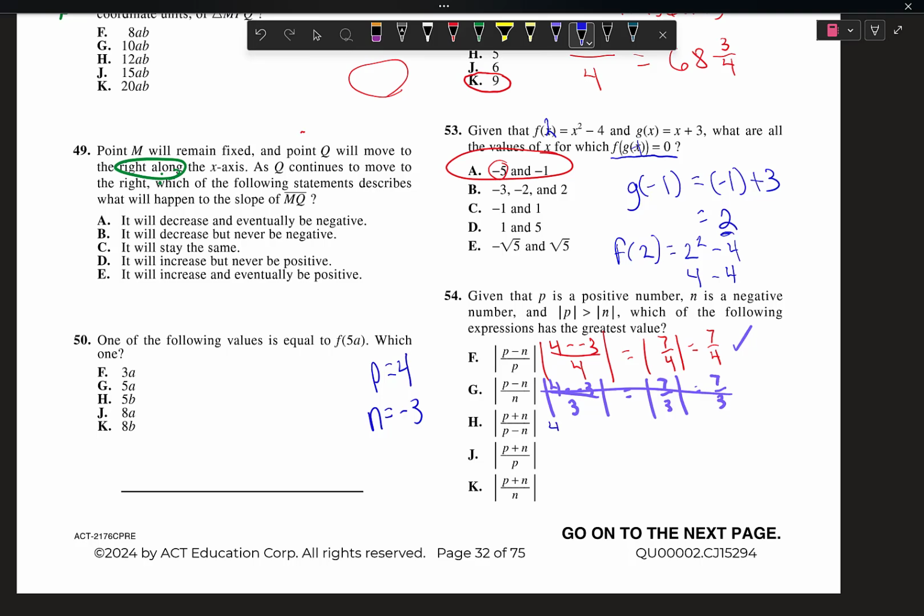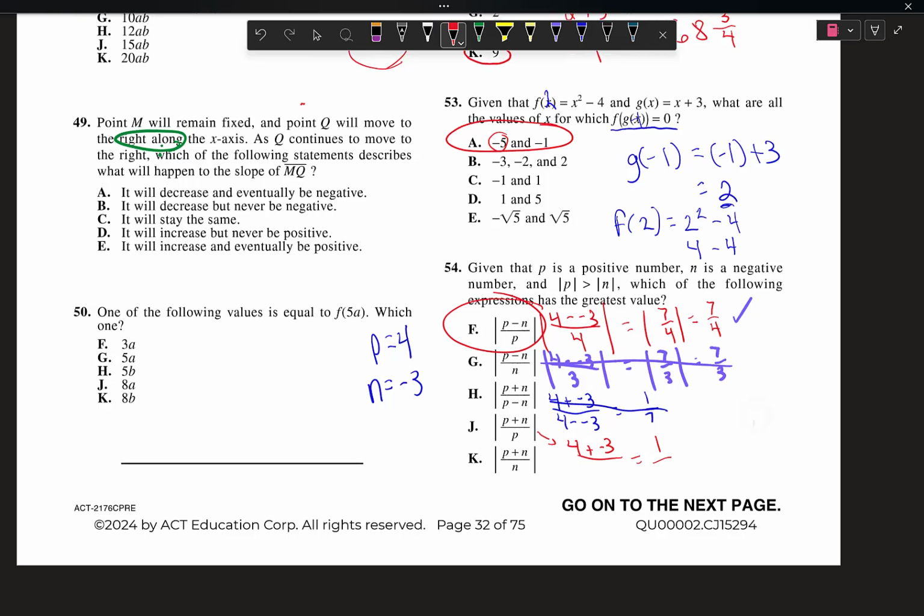H, so that's 4 plus -3 over 4 minus -3. Don't forget it's the absolute value. So this is 1/7. That's going to be smaller. P plus N, letter J, that would be 4 plus -3. Again, that's going to be 1 over some number, so I know that's going to be smaller. And I know K is also going to be 1 over some number, so that's going to be smaller as well. So it's got to be F.